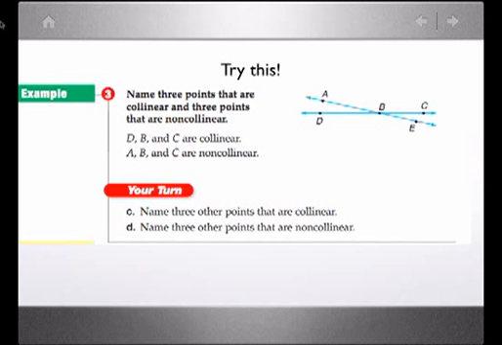Can you name 3 other points that are collinear? Yeah, A, B, and E are on the same line. How about 3 other points that are non-collinear? A, B, and D would be an example of non-collinear points.